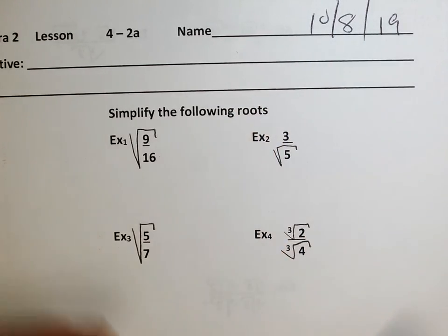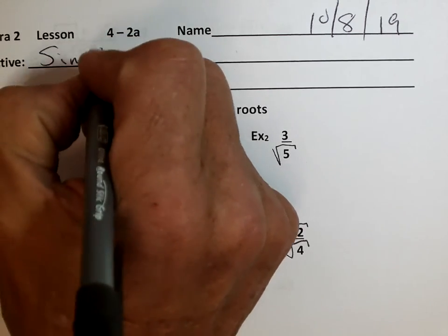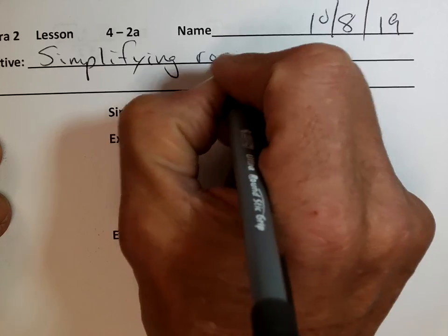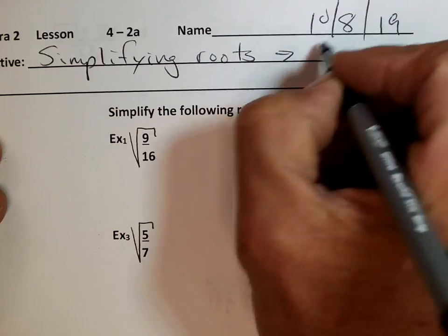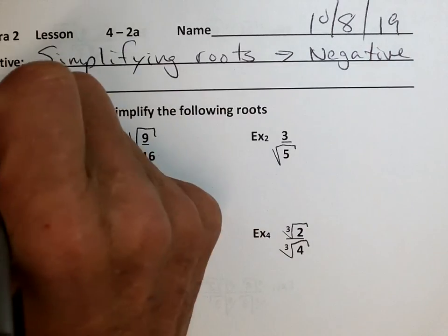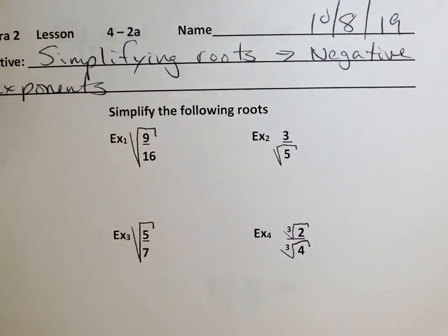10/8/2019. Okay, so here's our objective today. We're going to be simplifying roots, and we're also going to talk about negative exponents. Okay, simplifying roots, and we'll also have some negative exponents in there.